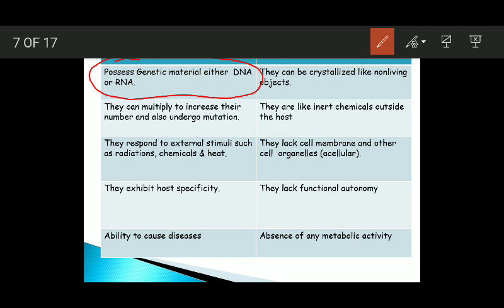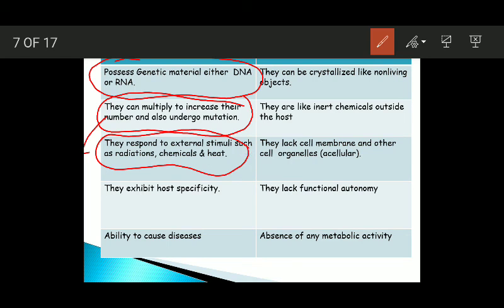They can multiply to increase their number and also undergo mutation. This is also the characteristic of living organisms, because only living organisms can increase their number and have the ability to undergo mutation, because they possess genetic material. It is genetic material that undergoes mutation. The third one is they respond to external stimuli such as radiations, chemicals, and heat. This is also the characteristic feature of living organisms.